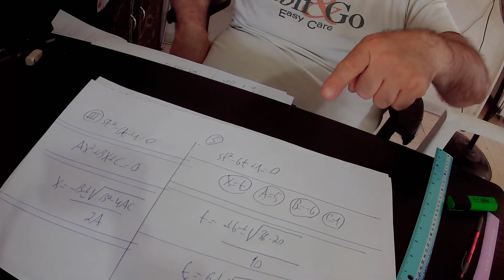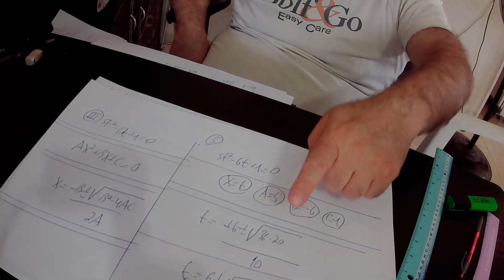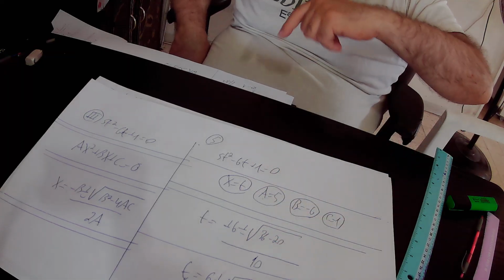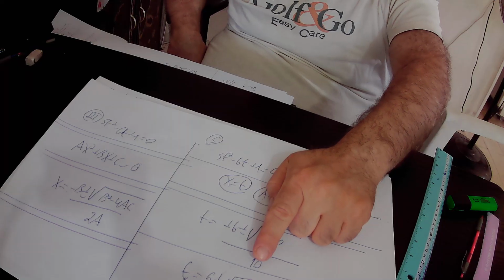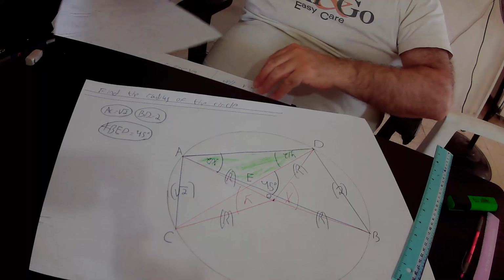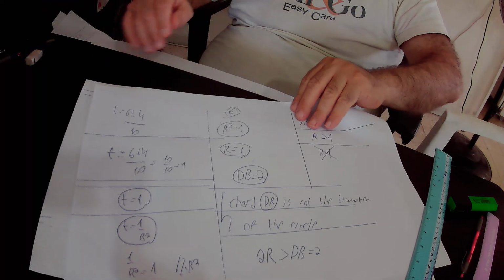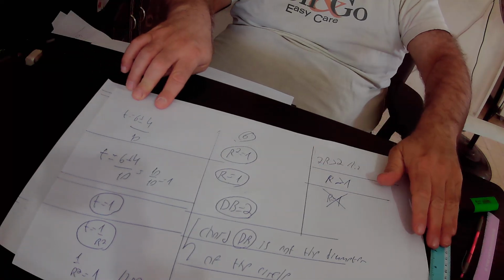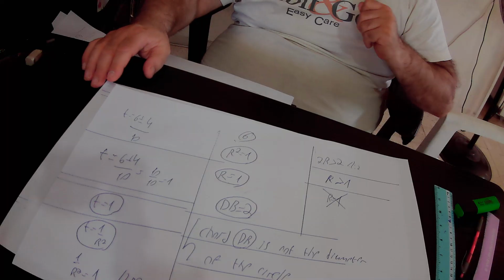So we found that t equals 6 plus minus, inside the root we have 36 minus 20, that is 16, divided by 10. So t equals 6 plus minus the root of 16, which is 4, divided by 10. So t equals 6 plus minus 4 over 10. Here we have two possible solutions for t.